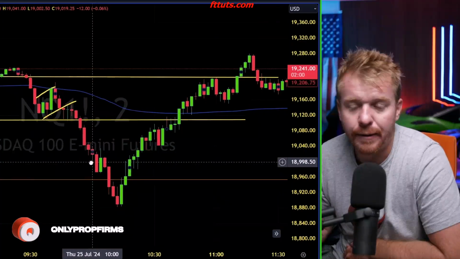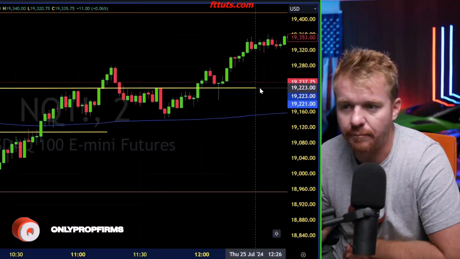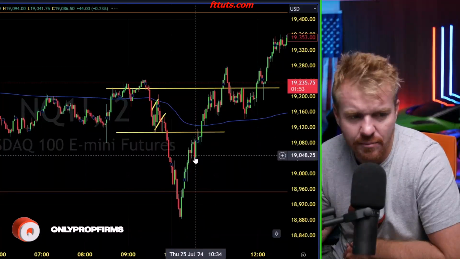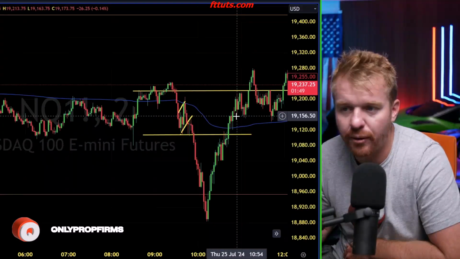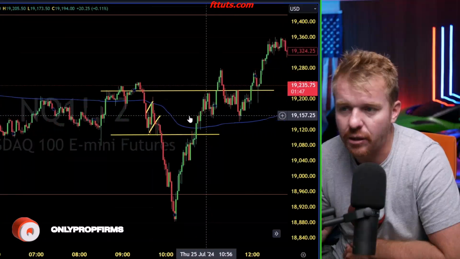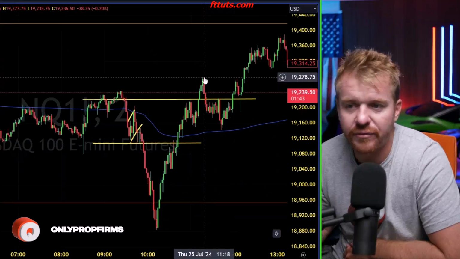Beautiful. But who would have thought? Maybe later on in the day, this level is going to be important once again, right? Why? Well, even though we broke to the downside there at open, guess what? Now we're back in the middle of that range here at 11 o'clock, and we're back above the VWAP. And look what happens. We break out of the 15-minute opening range.